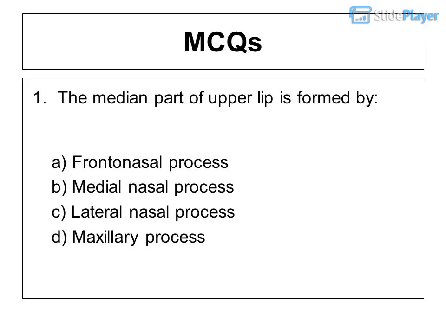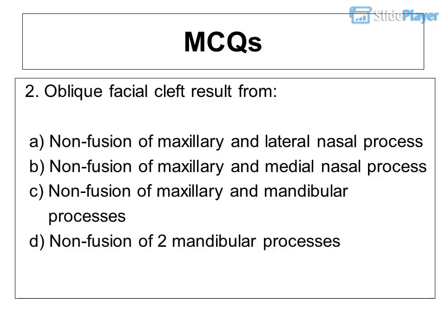MCQ 1. The median part of the upper lip is formed by a. frontonasal process, b. medial nasal process, c. lateral nasal process, d. maxillary process. MCQ 2. Oblique facial cleft results from a. non-fusion of maxillary and lateral nasal process, b. non-fusion of maxillary and medial nasal process, c. non-fusion of maxillary and mandibular processes, d. non-fusion of two mandibular processes.